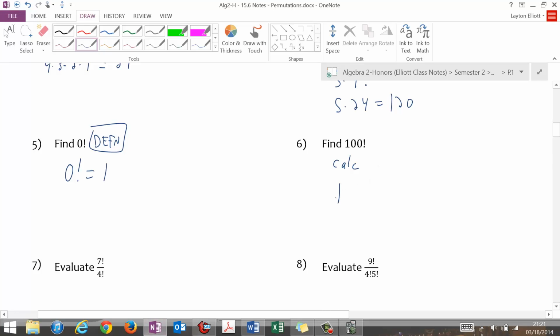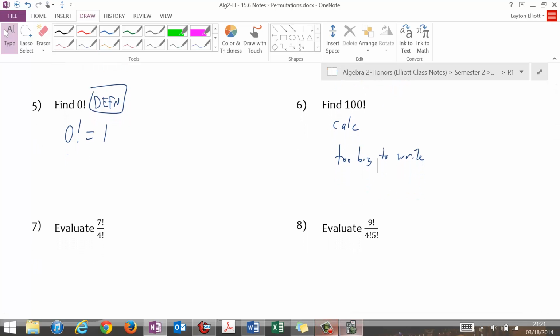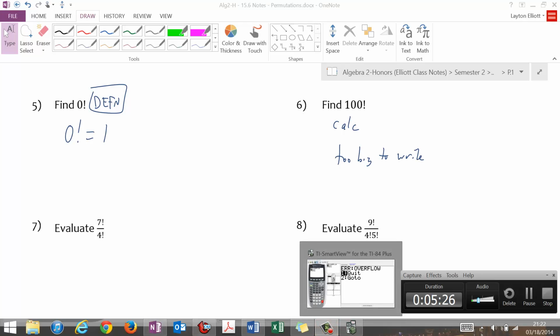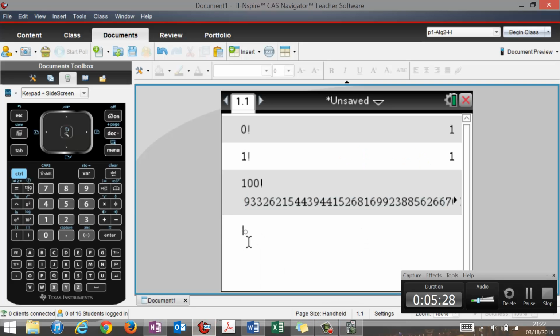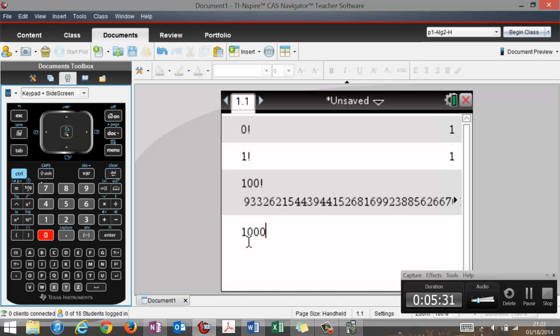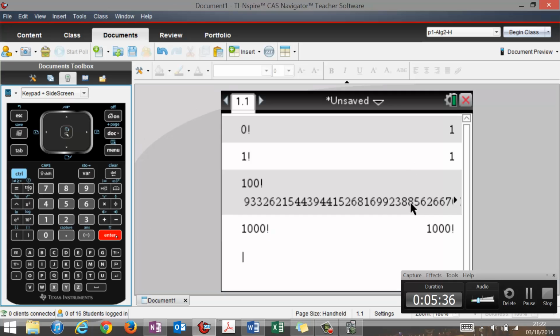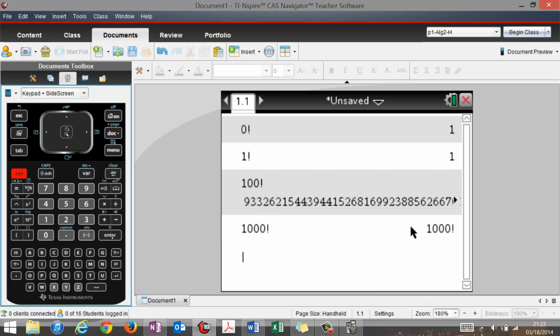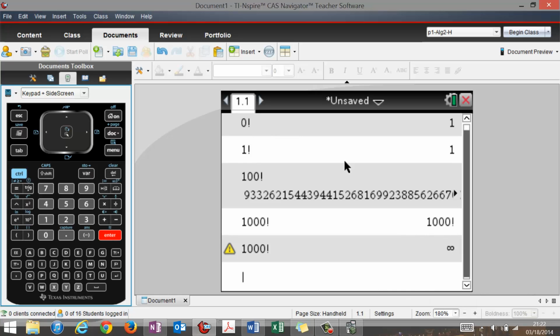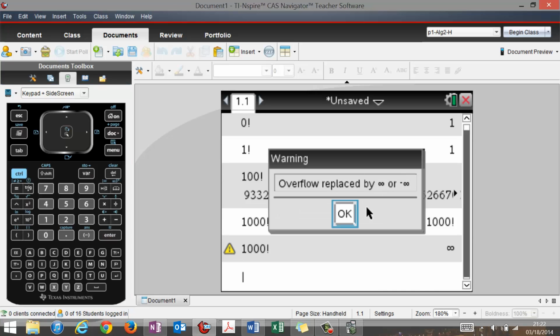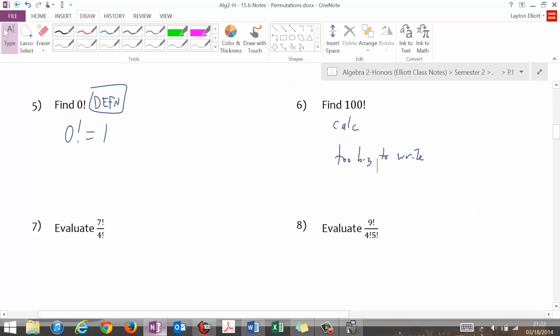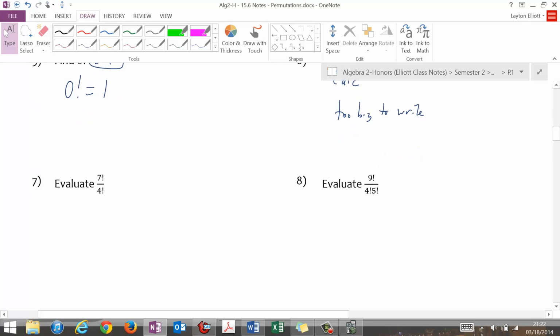My point is, this is actually too big to write, and we don't really want to approximate it. So there's a limit to how big your calculator can get with this. In fact, just for curiosity, go ahead and try 1000 factorial. I'll be amazed if your calculator can show this one. Okay, mine just says 1000 factorial. Let me try hitting the control approximate. Okay, it says infinity. It's too big for it. Overflow replaced by. There we go. So it did give me an error. Too big to write, really.